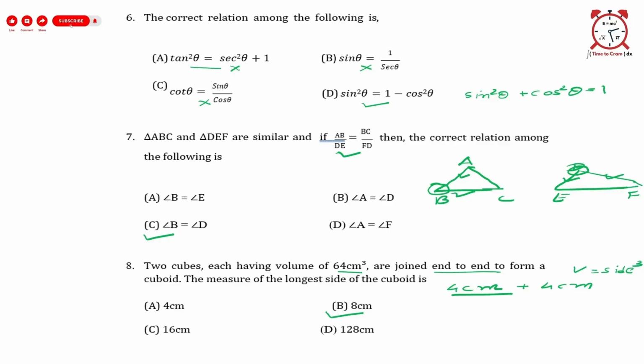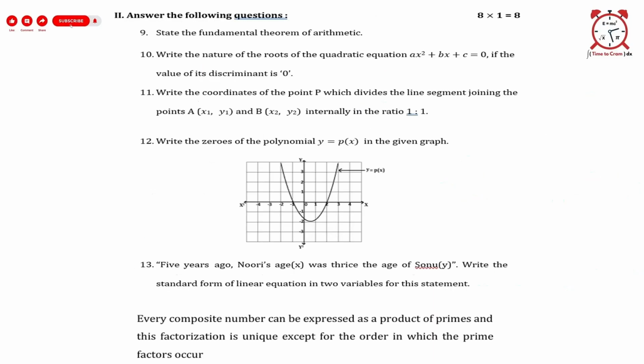Next question. Next question is: state the fundamental theorem of arithmetic. Every composite number can be expressed as a product of primes and their factorization is unique except for the order in which the prime factors occur. So this is the fundamental theorem of arithmetic and the answer of question number 9.